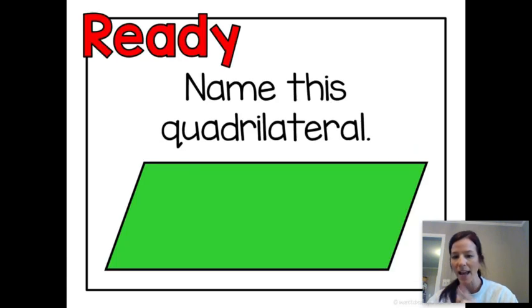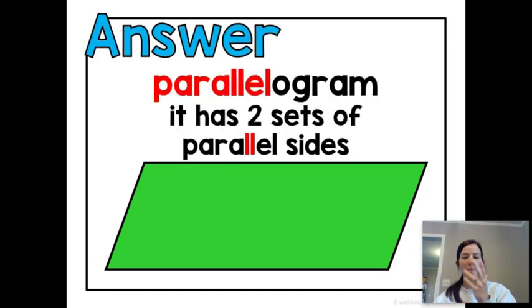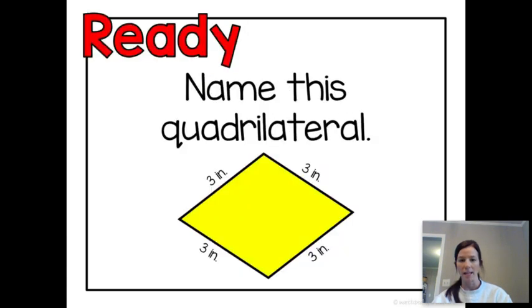Ready? Name this quadrilateral. The cool thing about this part is it gives you a hint. So say you're not finished yet. Are you writing? Am I going to beat you? Hands up. It's a parallelogram because it has 2 sets of parallel sides. Remember how we said you're going to classify using parallel or perpendicular? You're doing it. All right, get ready.